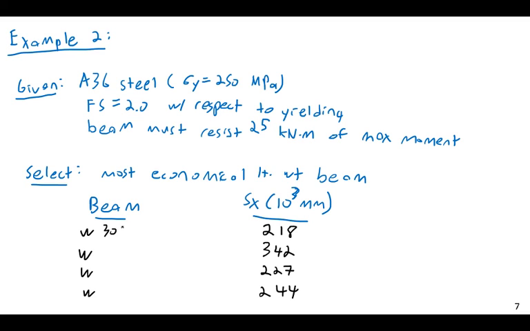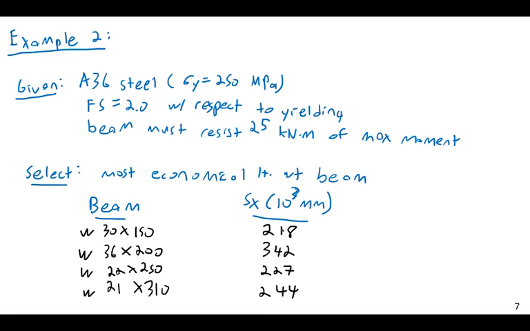So W30 by 150. You're not going to see a 150 inch deep beam. That would be really weird. Can you imagine a 150 inch deep beam? Times 200. W22 by 250. And 21 by 310. So we're looking for one that has the required S but is the lightest weight.